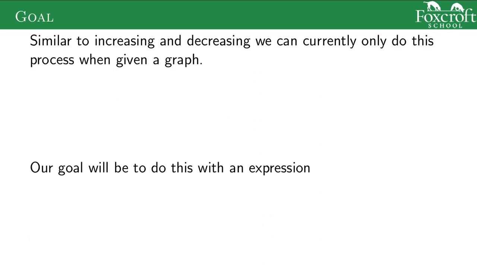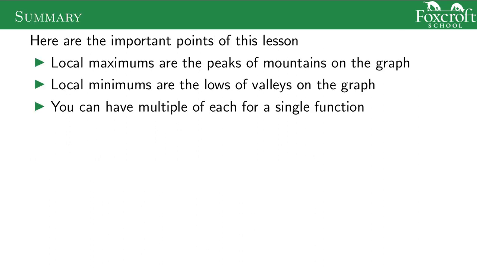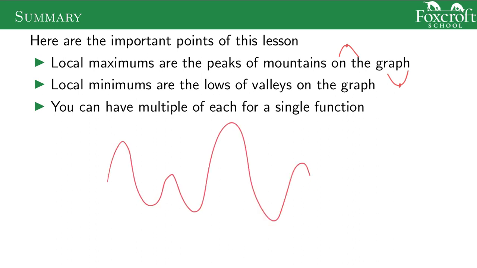Similar to increasing and decreasing, which we already discussed, right now we can just do this by looking at the graph and identifying the local max and mins. But we're going to learn how to do this with an expression and using our calculus tools soon. So here are the important parts. If we ever have a peak of a mountain, that point at the very top is the local max. If we have a valley that dips down, that bottom point is a local min. And you can have multiple for a single function. If I just draw a random curve, I can have a bunch of different local maxes and a bunch of different local mins.